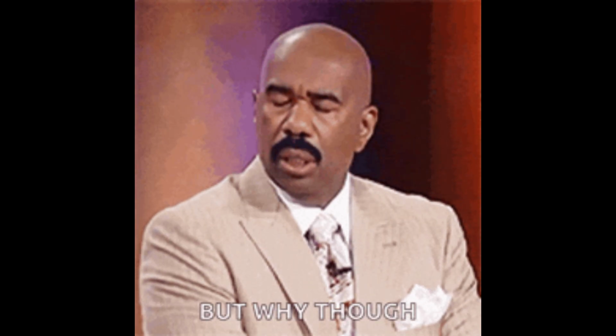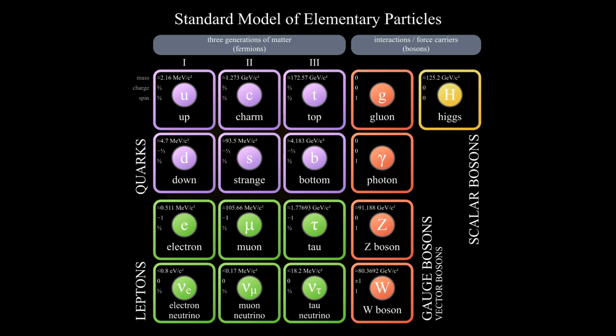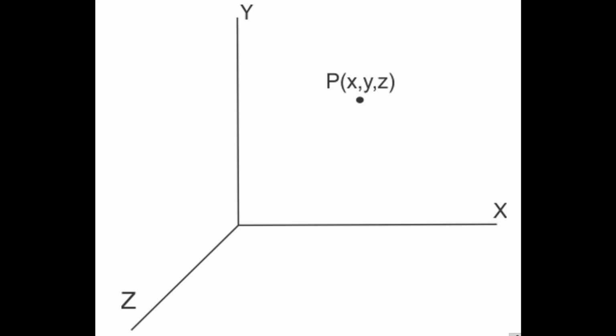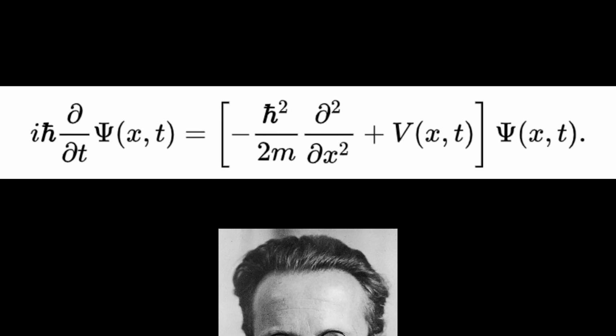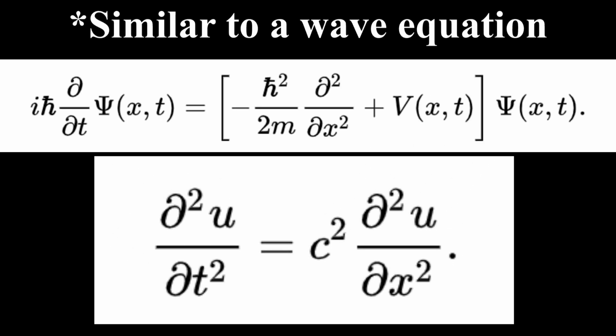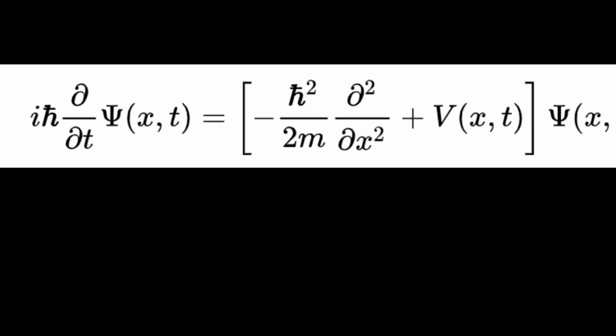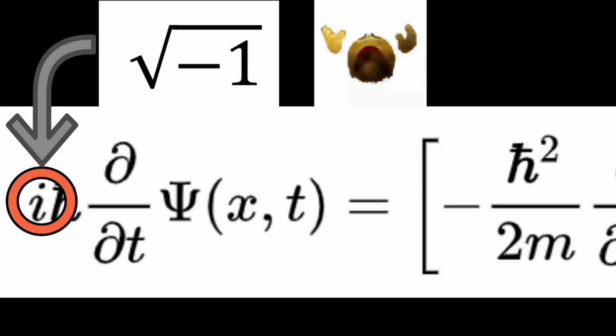Why? Because in the quantum realm, particles' properties are explained by waves. A particle's position or velocity and other stuff are all wavy and uncertain. And this strange wave is governed by the absolutely goated one and only Schrodinger Equation. This equation is basically a wave equation with the square root of -1 for some reason.